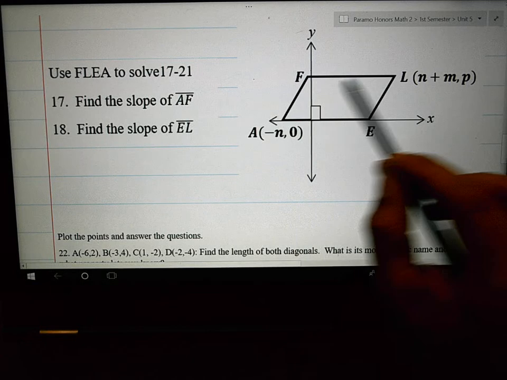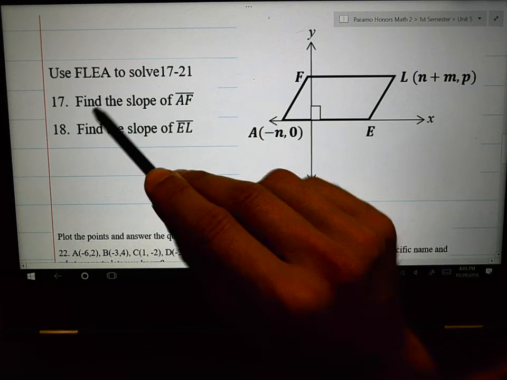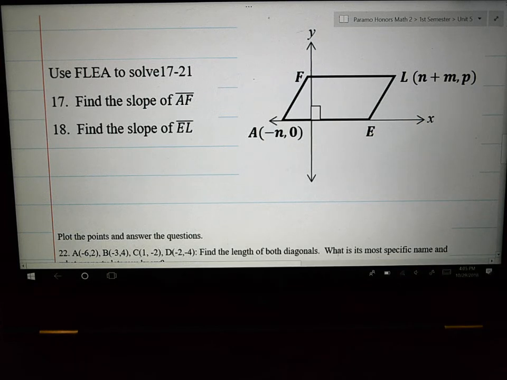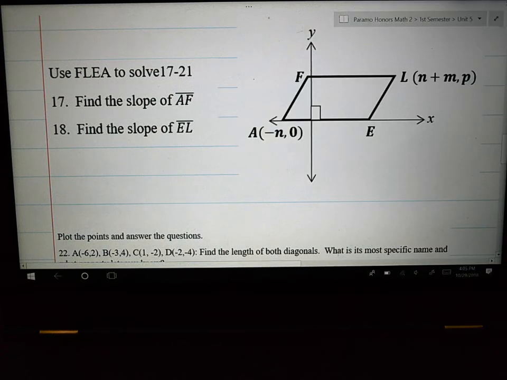Use FLEA to solve 17 through 21, and we're going to find 2 of them. We're going to find the slope of AF, and we're going to find the slope of EL. The tricky part about number 17 is that you find the slope of AF, but it does not tell you what F is at.